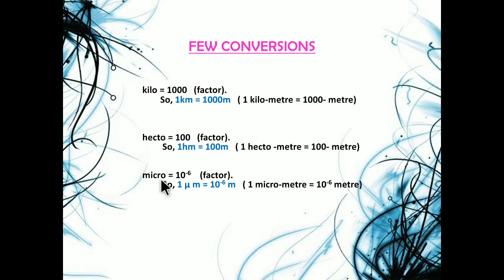Similarly for micro, micro is a prefix which involves factor 10 raised to minus 6. So if I have written 1 micrometer, I will replace this prefix with its factor 10 raised to minus 6 and meter stays there. So 1 micrometer is 10 raised to minus 6 meter. We are dealing with all the powers of 10, and dealing with the powers of 10 is way easier than using any other number.